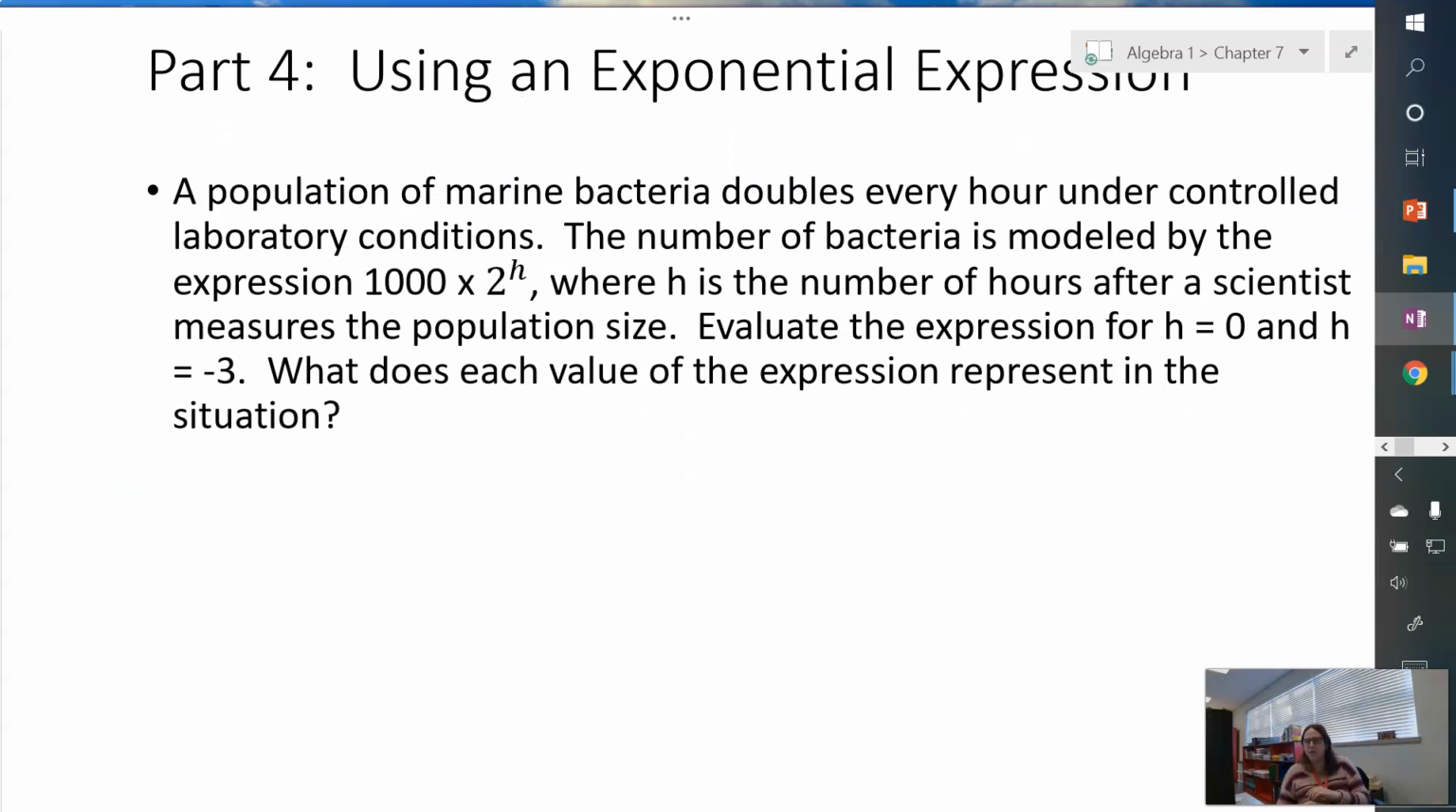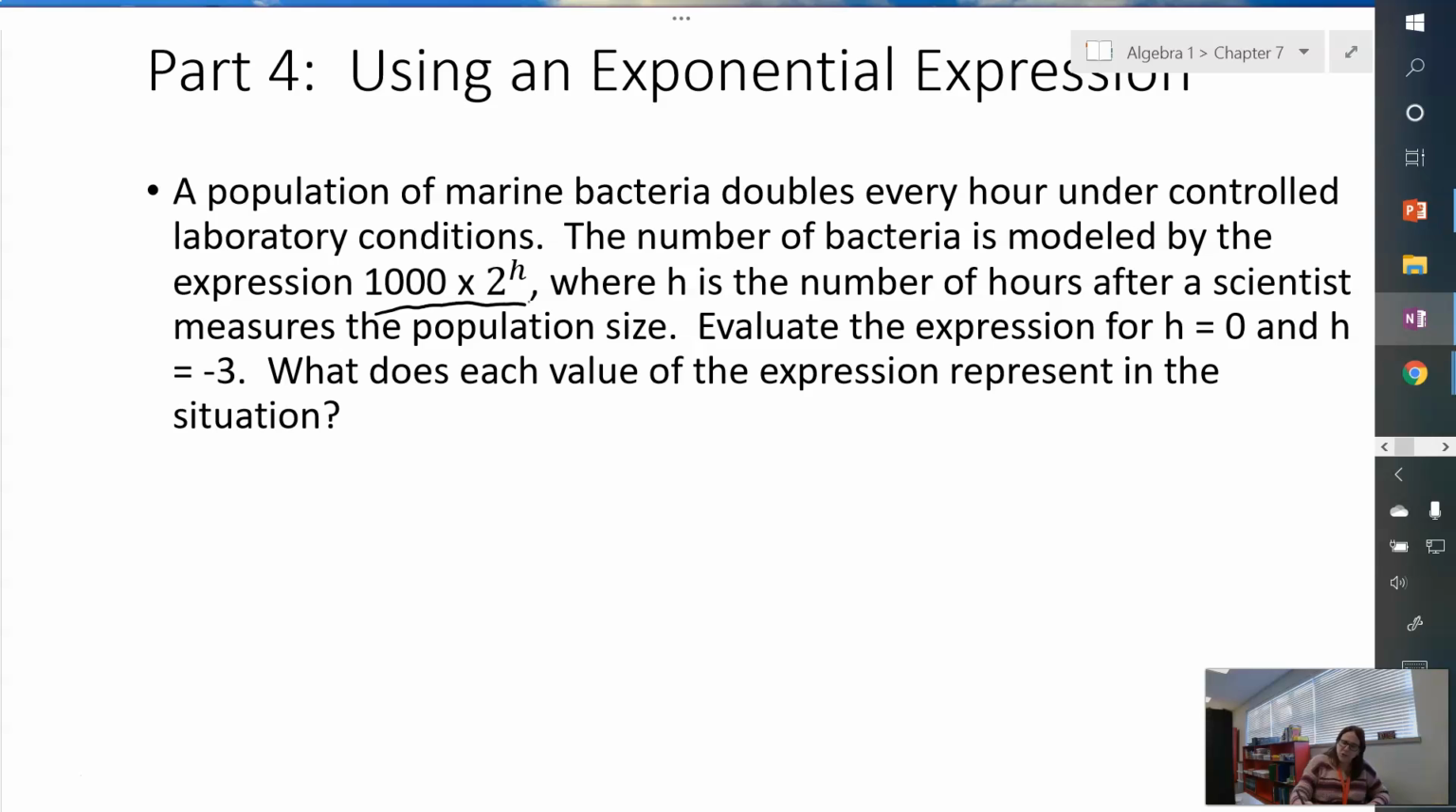All right, so now we're going to use an exponential expression in a real-life situation. We have a population of marine bacteria that doubles every hour under controlled laboratory conditions. The number of bacteria is modeled by the expression 1,000 times 2 to the h, where h is the number of hours after a scientist measures the population size. Evaluate the expression for h equals 0 and for h equals negative 3. And then what does each value of the expression represent in the situation?